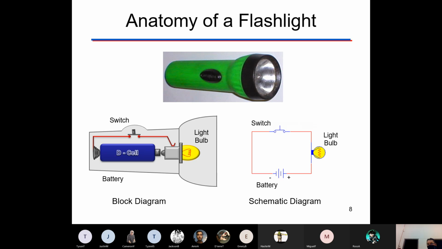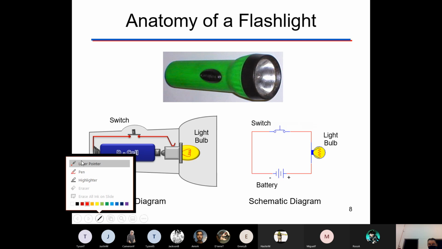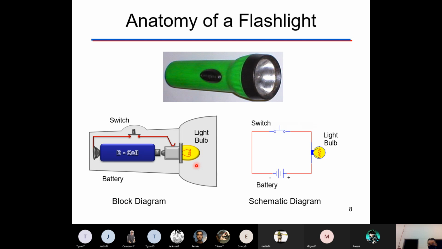Okay, so here is the anatomy of a flashlight. You don't need to write this down. It's just an example. This is what the flashlight looks like from the outside, but inside this is what it looks like. You have your D cell or your battery, and then it connects up to a switch, and then that connects to a light bulb. This is what the schematic of that flashlight would look like. You have a battery connected to a switch, and that goes to a light bulb. It's pretty simple.